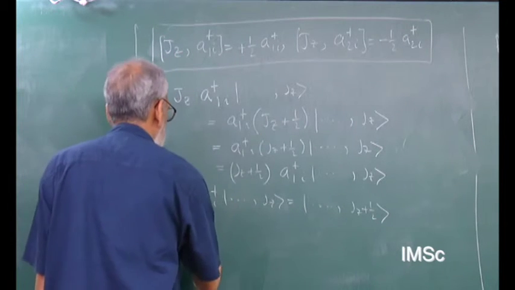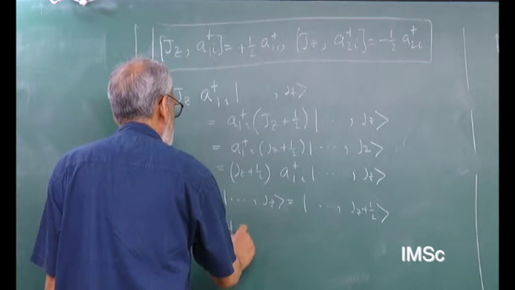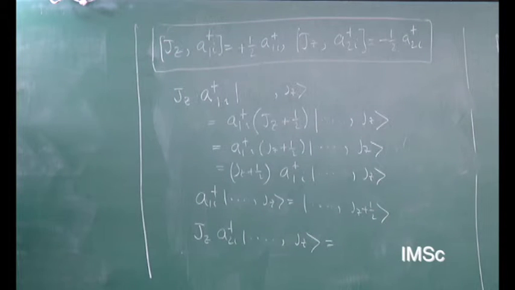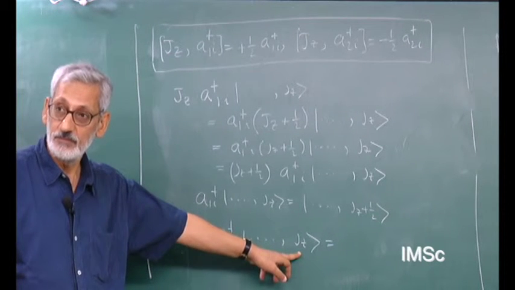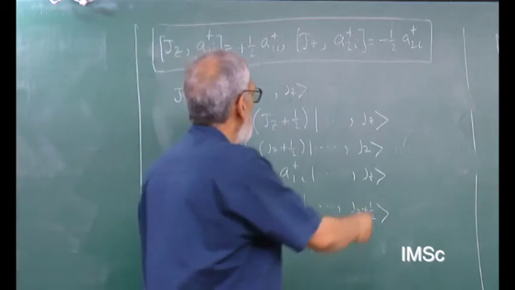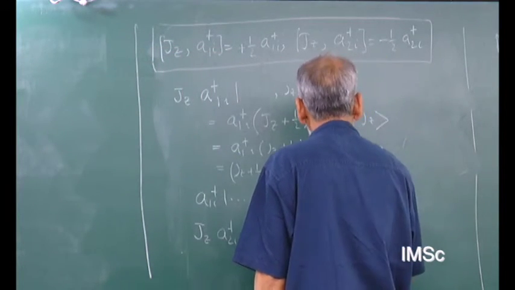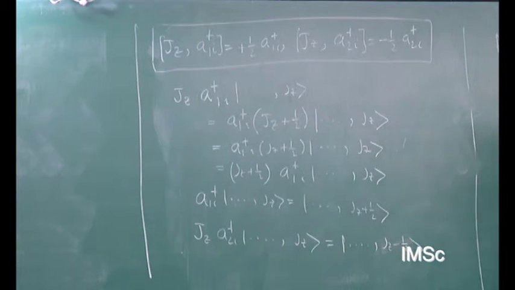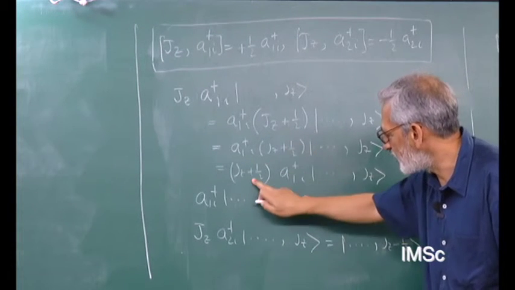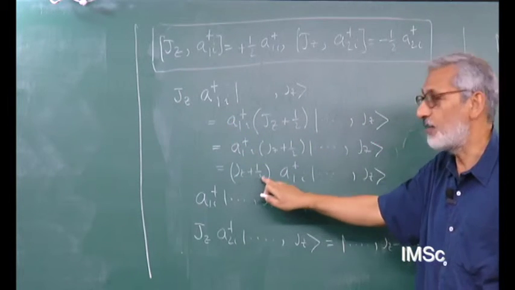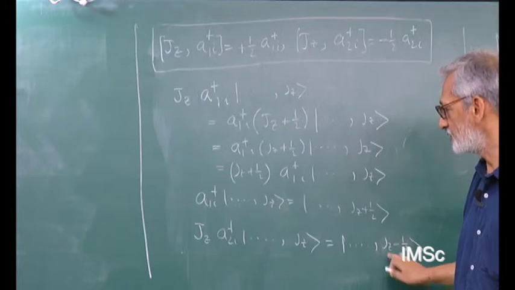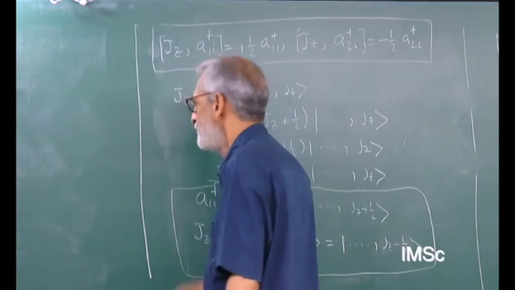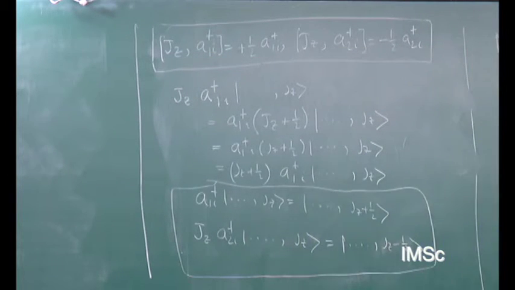Now let me do the same thing for the A2 dagger oscillator acting on a state with jz eigenvalue small jz. This algebra will tell me that I'll get a state with jz minus half, the same set of steps, except that I'll have a minus half here. So the jz eigenvalue would be jz minus half. This is a consequence of the supersymmetry algebra.